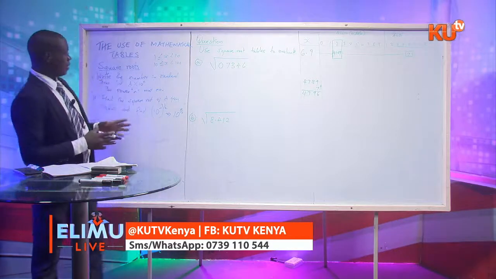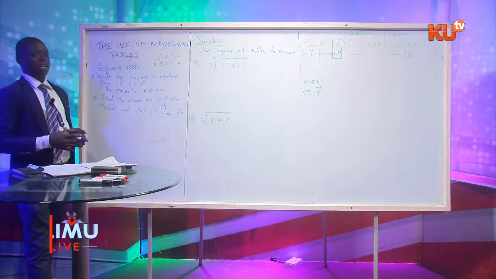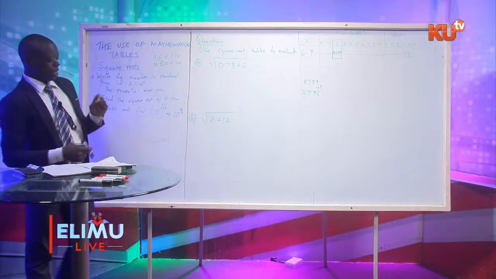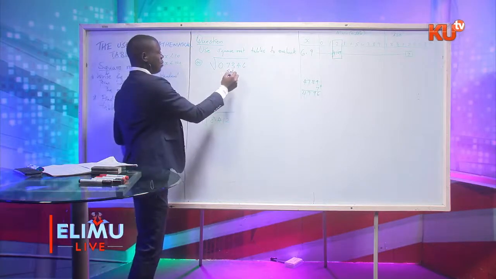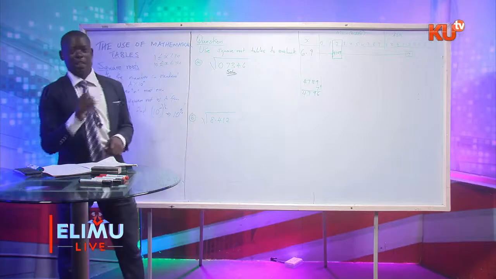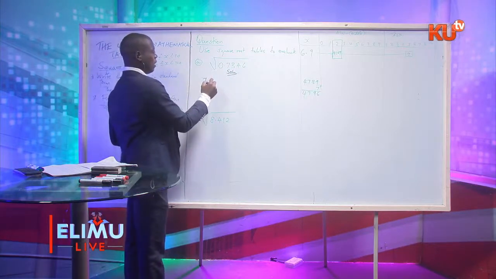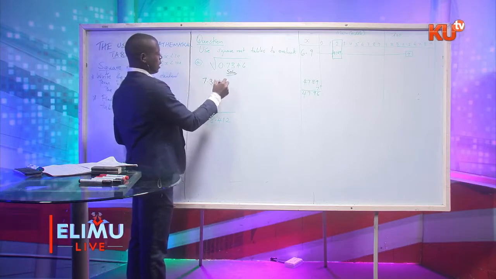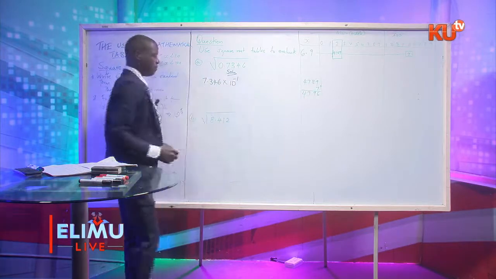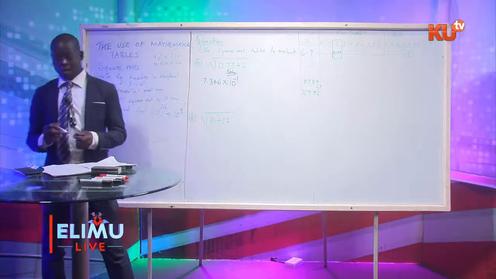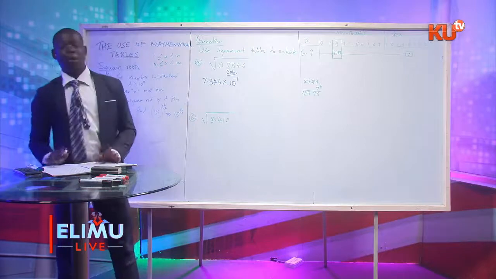I've explained, for you to get the square root from tables, write the number in standard form. In the normal circumstances, 0.7346 in standard form will be 7.346 times 10 power negative 1. That will be the normal way of writing this number in standard form, which is right.